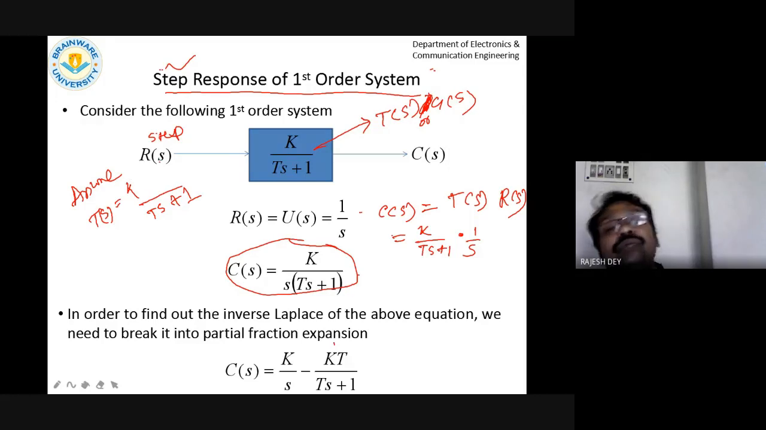We take a first order system that is equal to K by Ts plus 1, and K by Ts plus 1 is multiplied with 1 by s. Then we get the output that is equal to Cs. Clear? Simple. Then again we take the partial fraction.